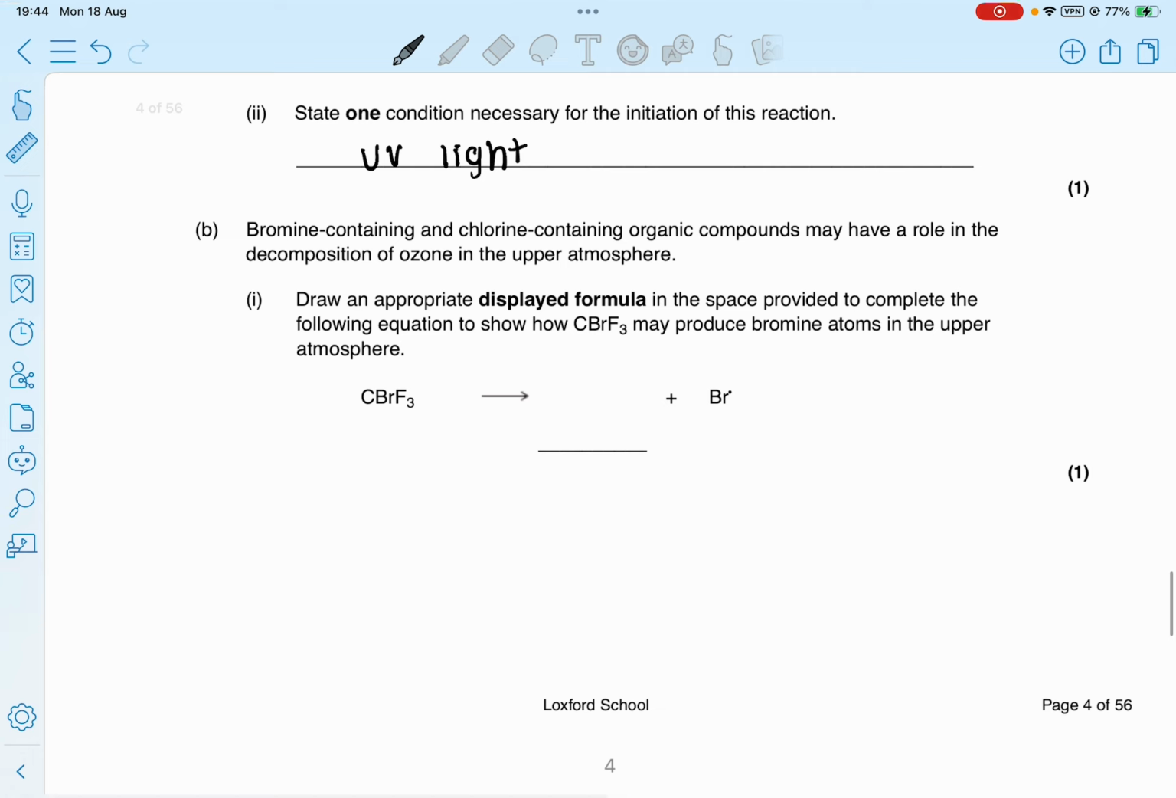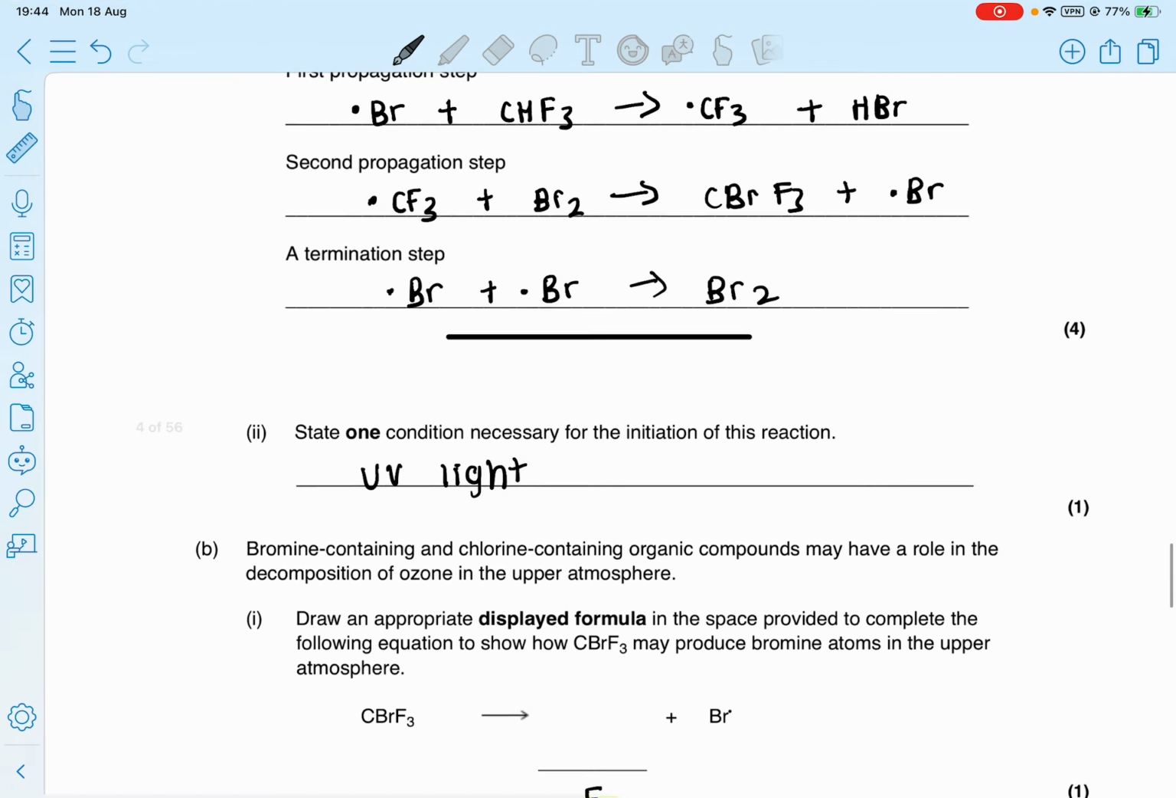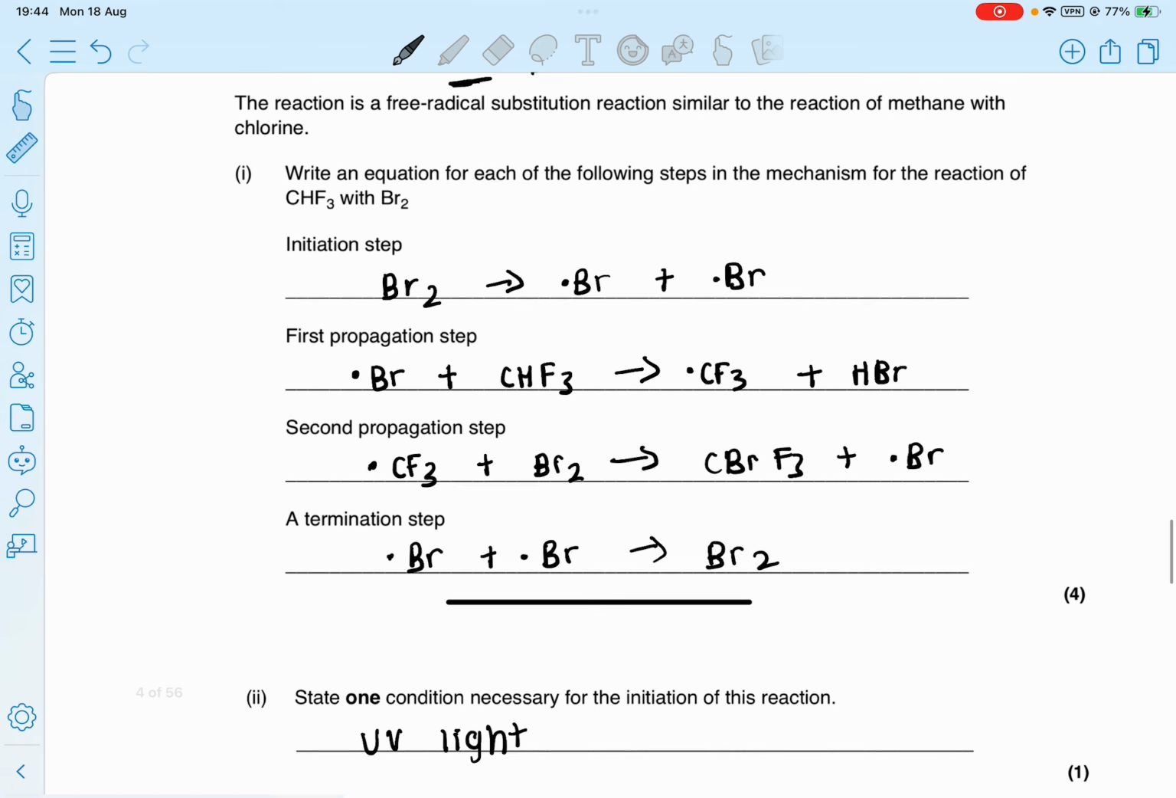And the last bit, draw an appropriate displayed formula in the space below. So we've done this. It's just gonna be CF3, and we have to make sure to include the radical. So that's pretty much it for free radical substitution.